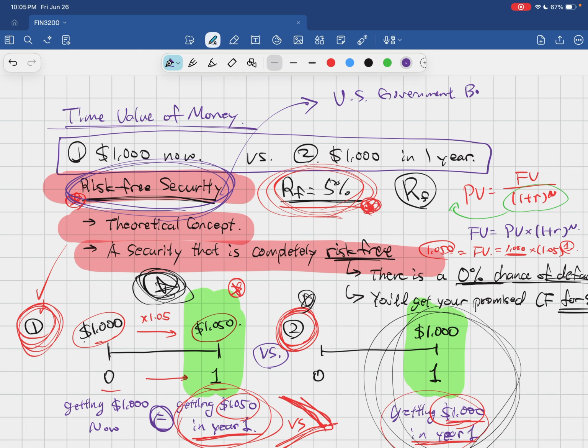We'll talk about bonds later in the bonds chapter in exam 2, but this is basically the U.S. government borrowing money from investors. And they're saying, if you give us like $950 right now, we'll give you $1,000 in 1 year. That's their promise. But historically, the U.S. government has never defaulted on their promise. Never defaulted.